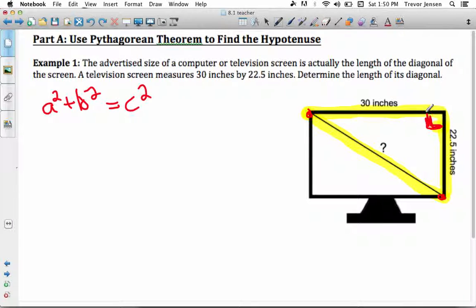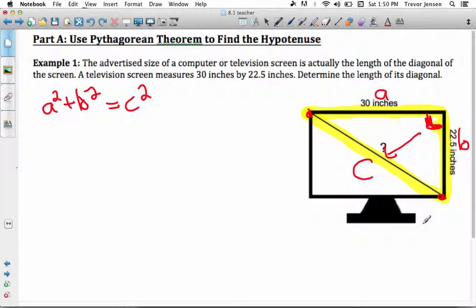Okay. So I've got a right triangle, and I'm given two of the side lengths. I'm given this side is 30 inches, and this side is 22.5 inches. I want to find the other side length, which is the diagonal of the TV screen, which will tell me the size of the TV screen. So let's figure that out. Let me first label my triangle with sides A, B, and C so I can tell which side is which. I always like to label my hypotenuse first. I know the hypotenuse is always the side across from the right angle. So this right here is side C. My other two sides are my legs, and I label those with A and B. It doesn't matter which one is A and which one is B. So I'll just label this side A and this side B.